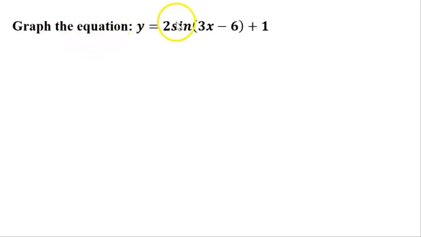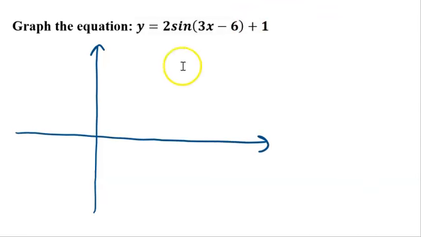Y equals 2 sine 3x minus 6 plus 1. So we'll start off, of course, with our axes here. And this is a little tricky because this is not in factored form. Maybe you're used to this form, but I strongly recommend factoring it out.